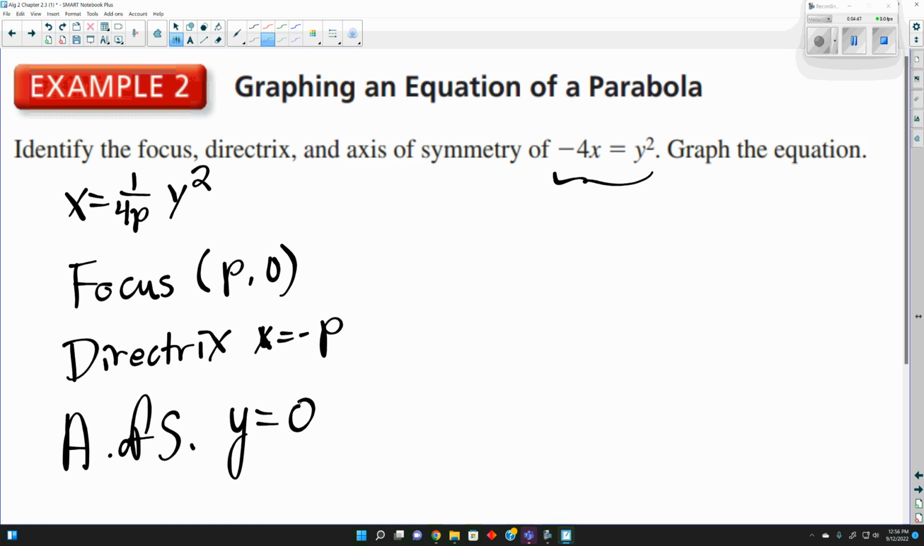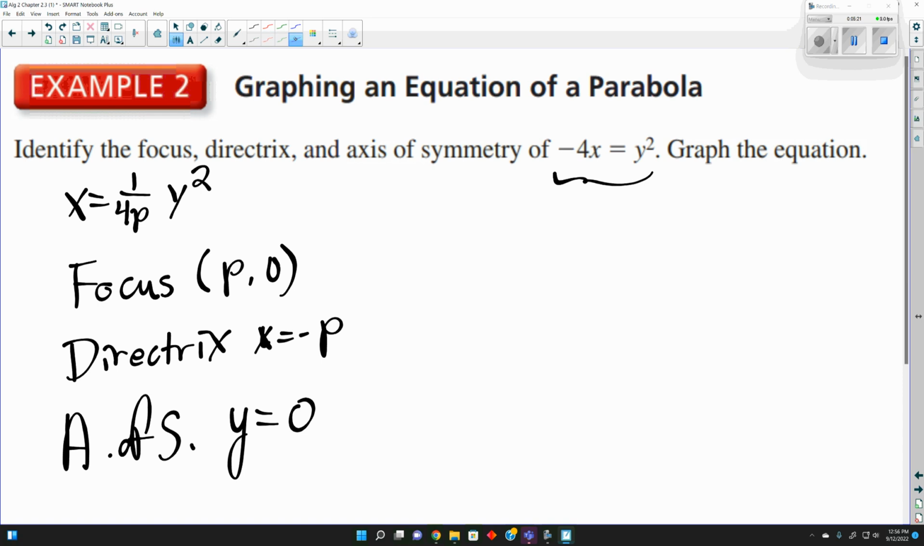Questions on this so far? Have we calculated anything yet? Do we already have the equation for axis of symmetry? Yeah, y equals 0. That's it. That's the equation. I almost have the directrix because I just need to figure out what p is, then we have it. And for the focus, p comma 0. We already have half of it, comma 0. We just need to find the value of p.